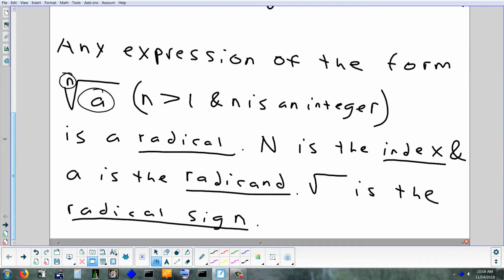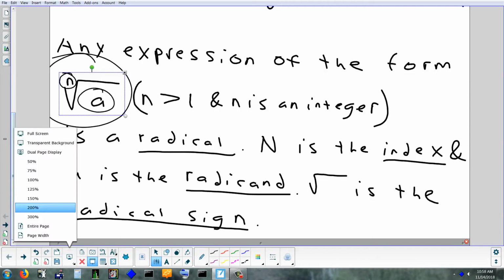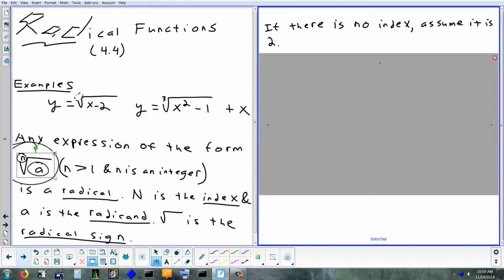So any questions on those terms? Radical, radicand, index, radical sign. All right, so the whole expression together, that's a radical. And it's made up of 3 parts. The radical sign, the index, and the radicand. I already said that earlier, but if there is no index, you always assume it's a 2. Okay, we're doing a square root.